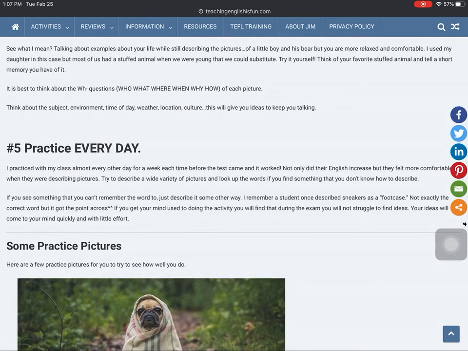I think in Korea, a lot of my students had stuffed tigers when they were young. So they could use a tiger to describe something. So try it out yourself. Just think of your favorite stuffed animal and tell a short memory that you have of it or a short story about it.